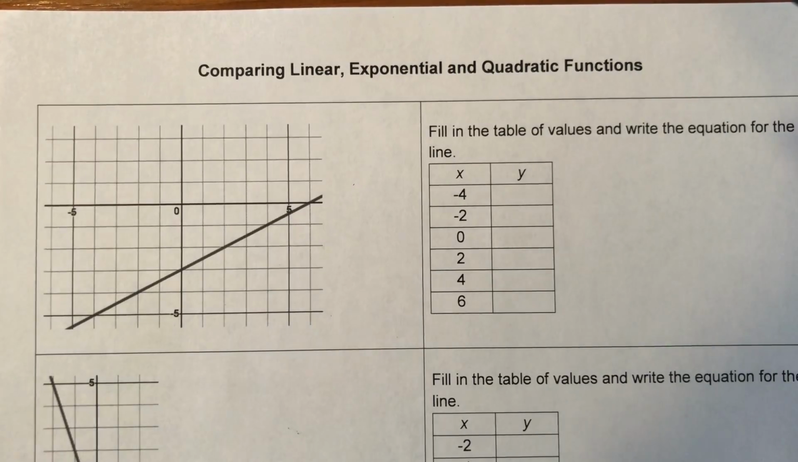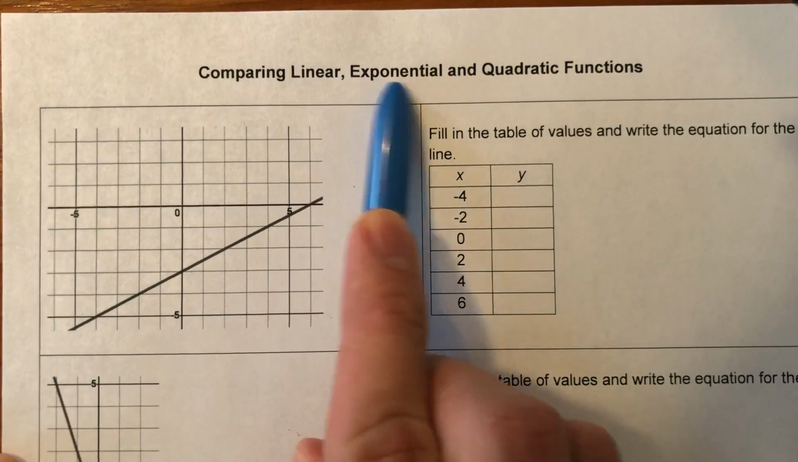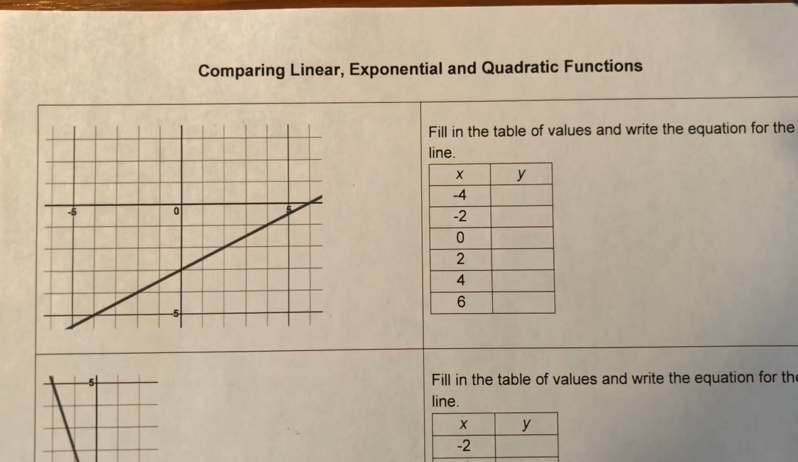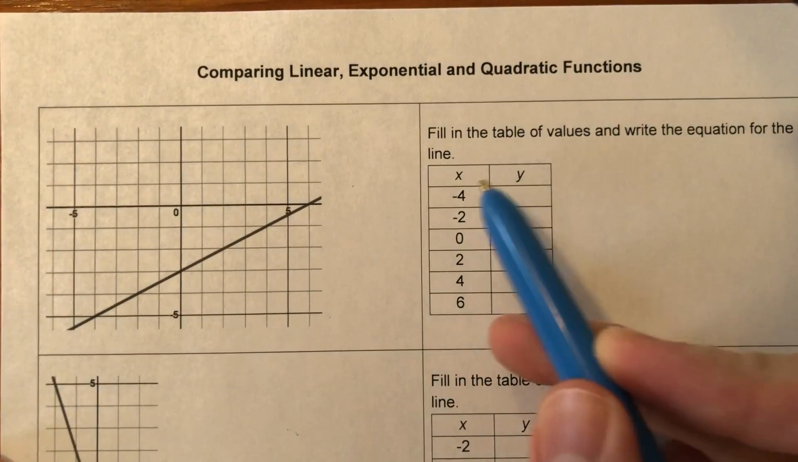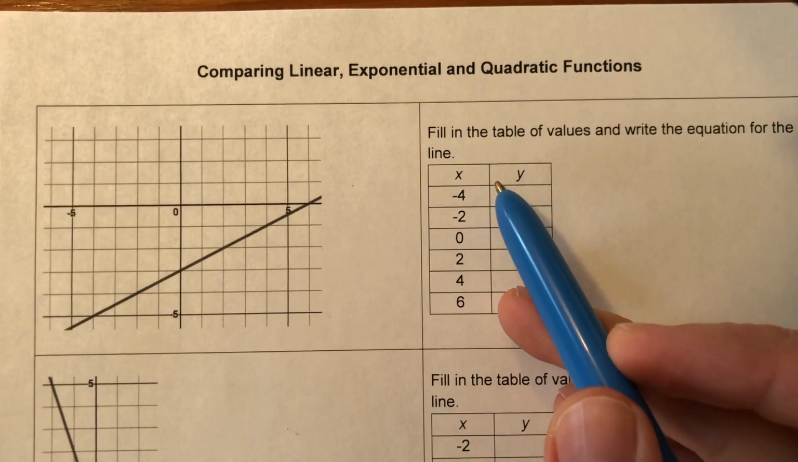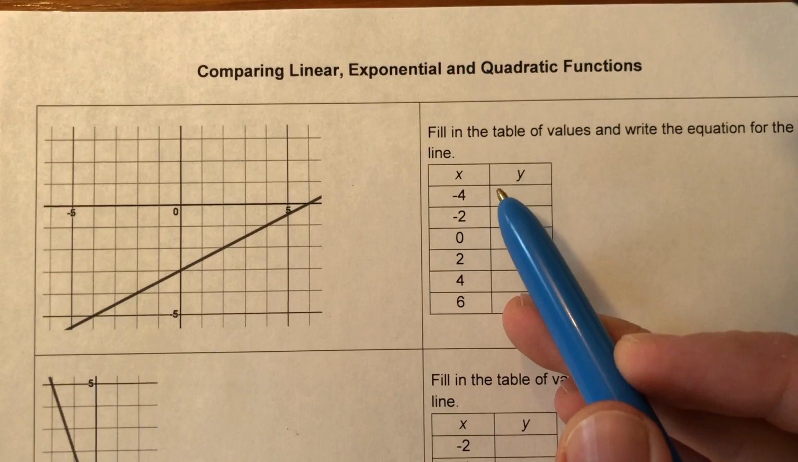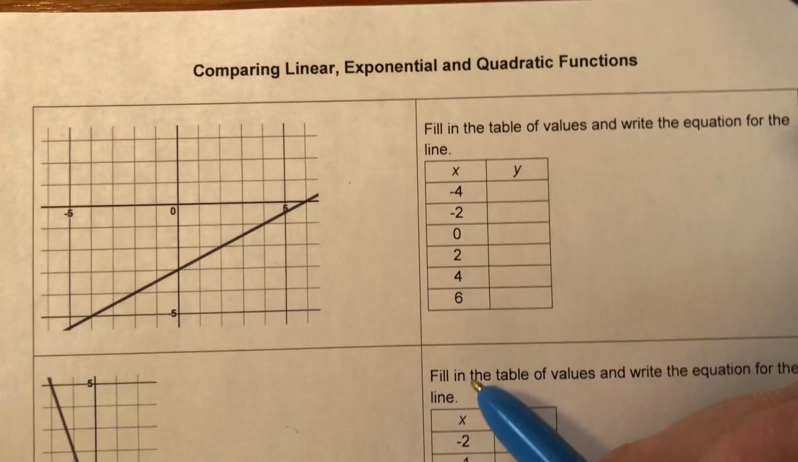Let's compare three different types of functions. And so this lesson is going to be broken into linear, exponential, and quadratic functions, not necessarily in that order, although we will start with linear. So what we're going to do first is just fill in the table of values and write the equation for the line. And then we'll just have a little bit of a discussion around that and talk about what that all means for lines, and then we'll do the next one as well in this section before we move on to another piece.